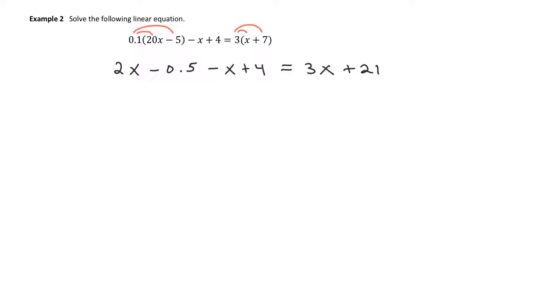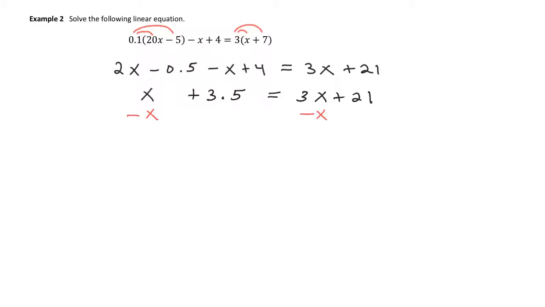I think next I'm going to combine some like terms just to make both sides look a little bit easier to work with. So on the left side, I have a 2x and I'm subtracting x, so I know that's going to be just x. I also have negative 0.5 and a plus 4, so I know that's going to be a positive 3.5. So the left side simplified nicely. And the right side, well, there's no like terms. I'm just going to copy down 3x plus 21. All right, so I think next what I'm going to do is, I think I'll subtract x from both sides.